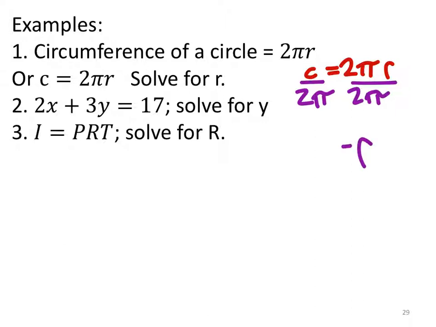So I've got 1 radius equals the circumference divided by 2 pi. So now, if you ever need the radius of something, just take the circumference and divide it by 2 pi.